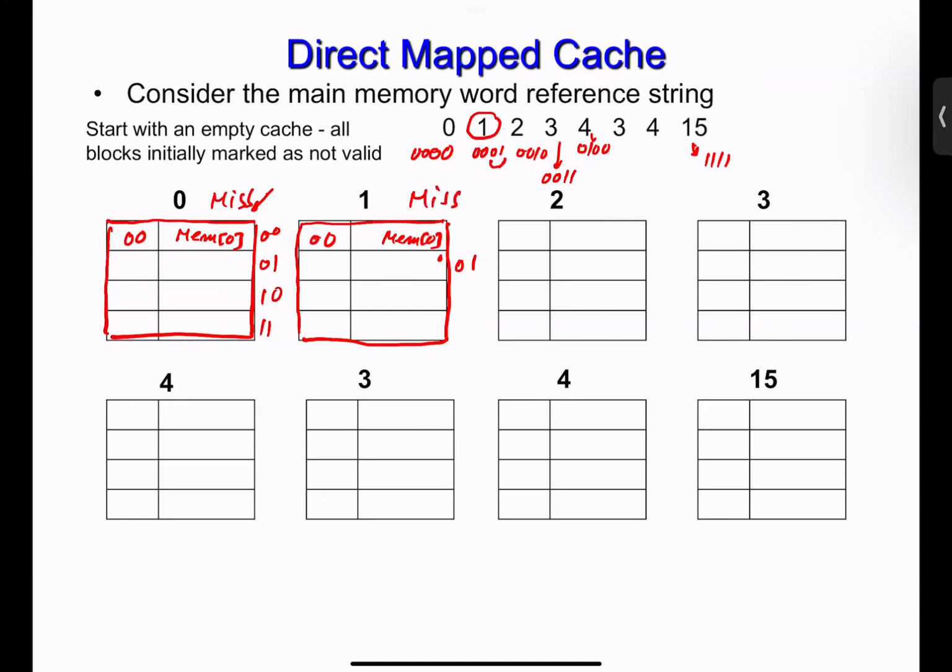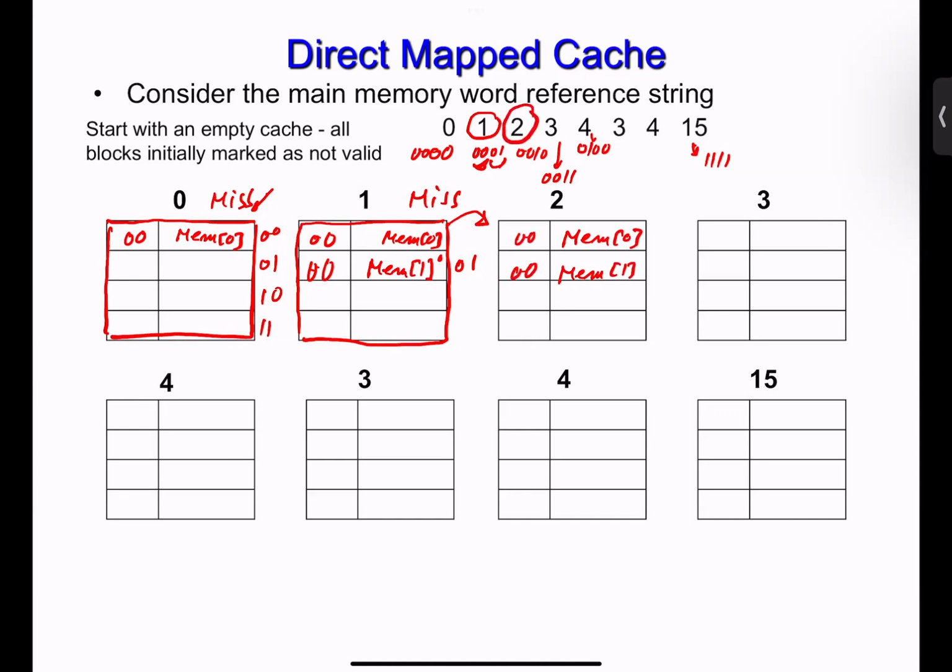What I do when I miss, I will go and copy memory of 1. And then write my tag. It is 0, 0. Just copy everything that I had here to here. So memory of 0, memory of 1, and this is 0, 0, 0, 0.